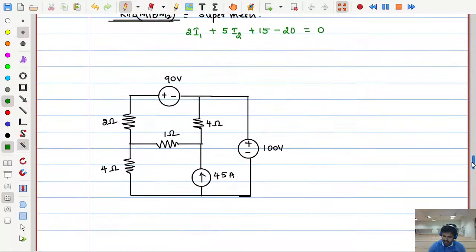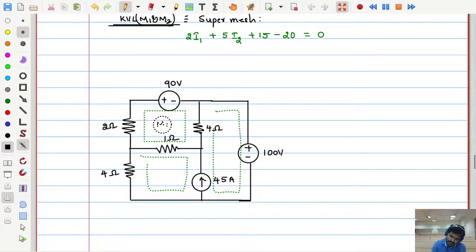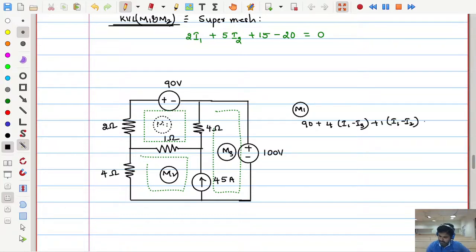Some more problems are given here. So try to work out. Try to think how to write the equation. Just let me show here quickly, so that you will understand these problems. These are the meshes, 3 meshes. So let me say this is mesh 1, mesh 2, mesh 3. Now I will just give the equations. For mesh 1, the KVL equation is: 90 plus 4 into (I1 minus I3) plus 1 into (I1 minus I2) plus 2 into I1 is equal to 0.